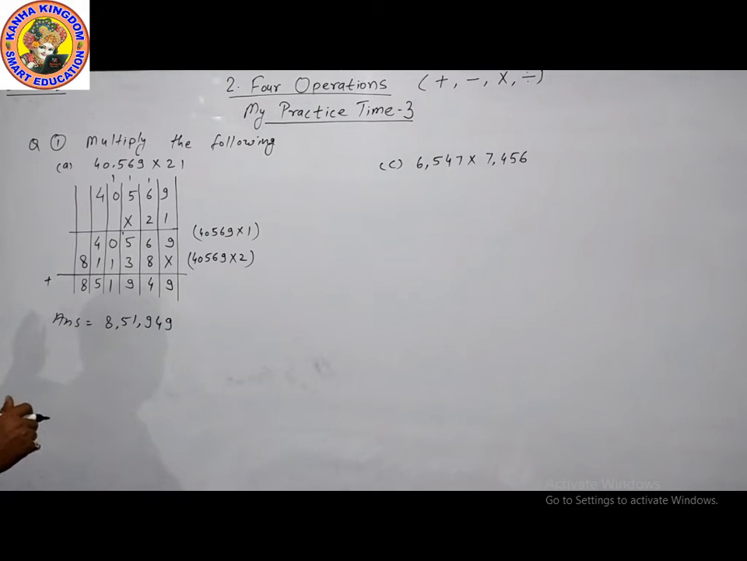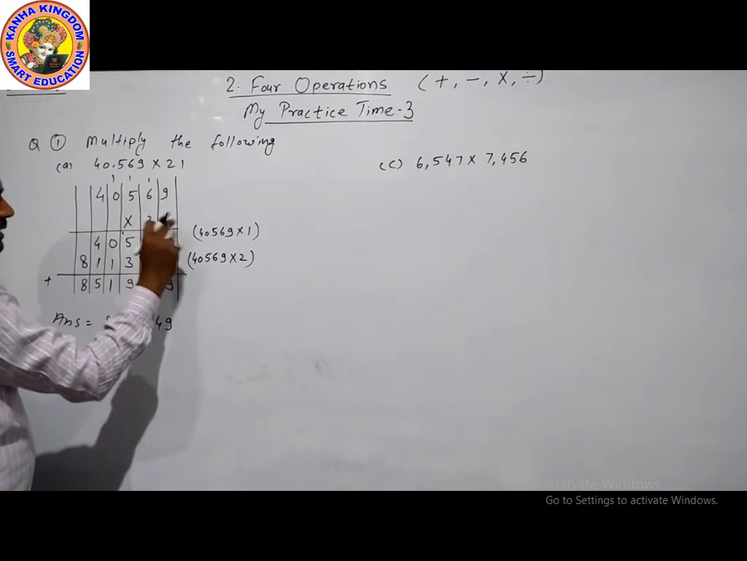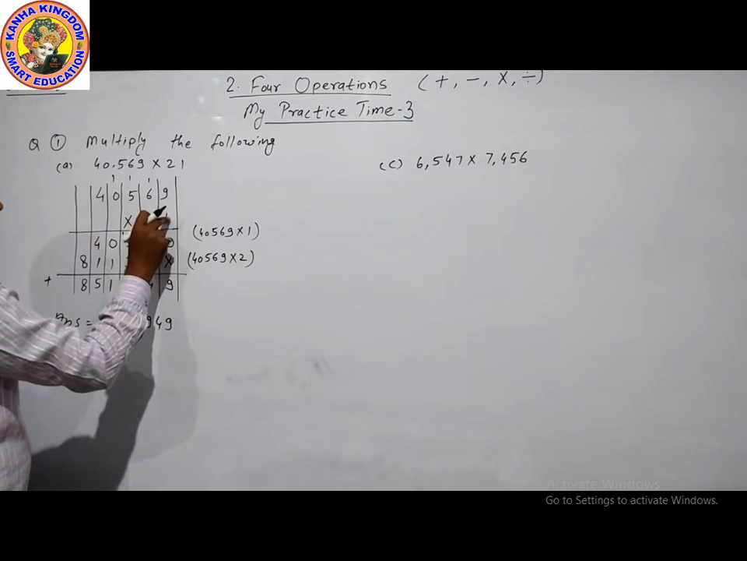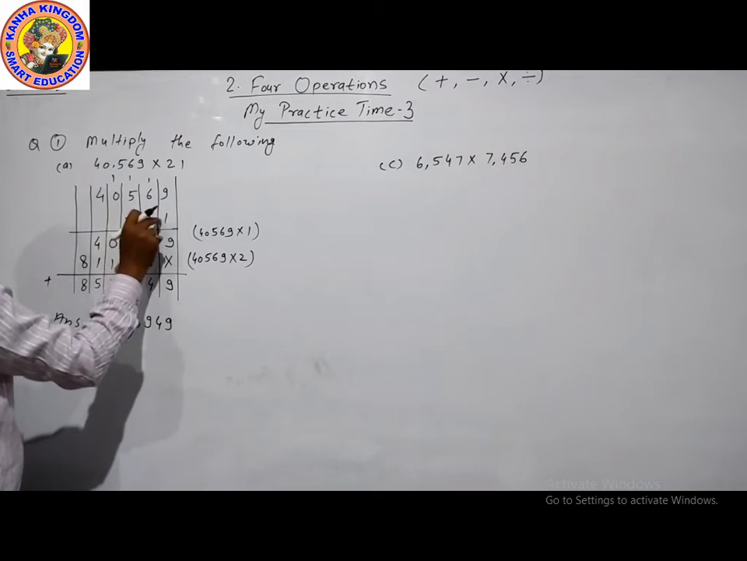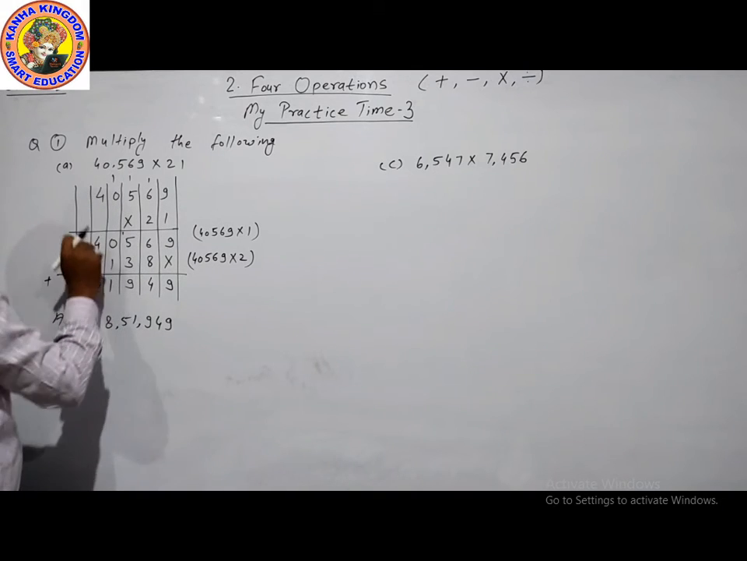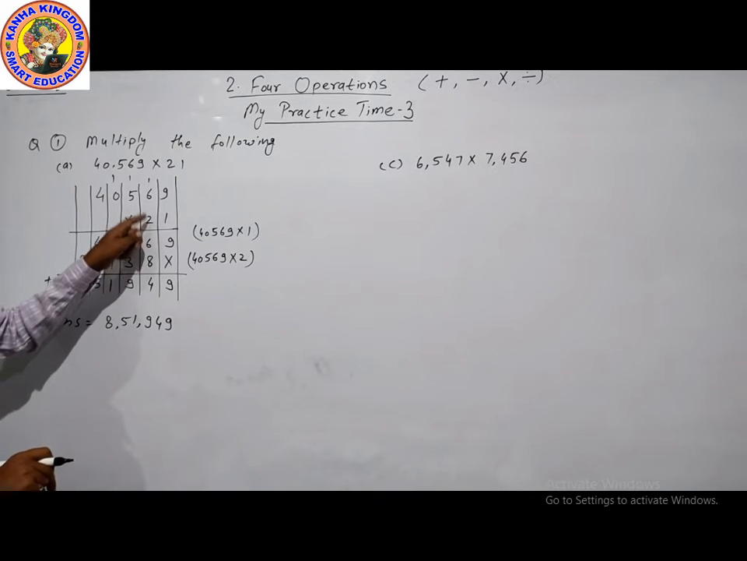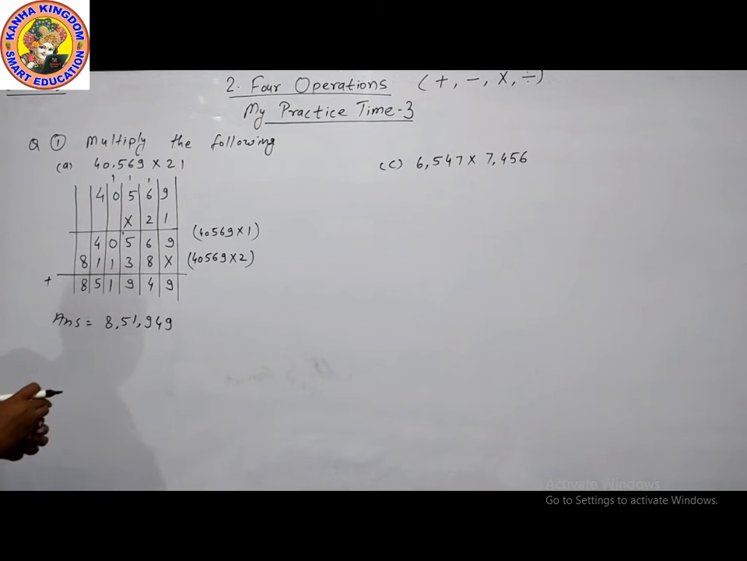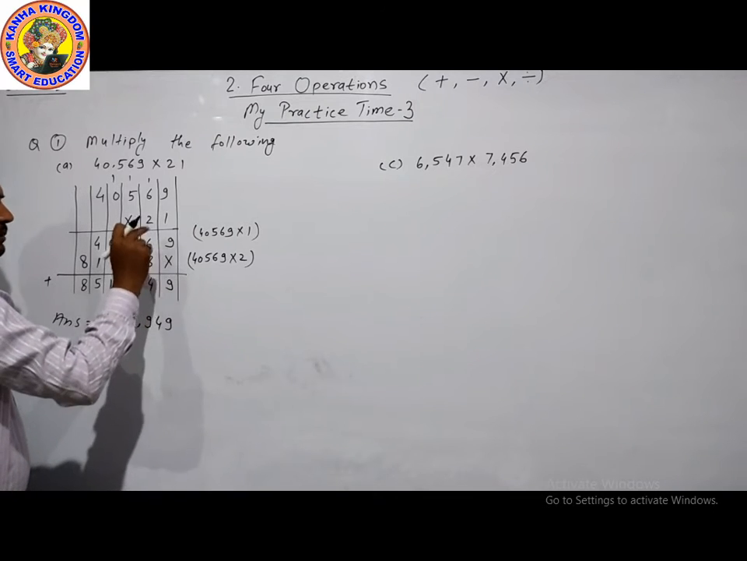We draw a table. In the first step, the above number will multiply by 1. Now we will multiply 9, 6, 5, 0 and 4. This is our answer. In the second step we will multiply by 2. Here, in the first digit, we will leave the blank space.